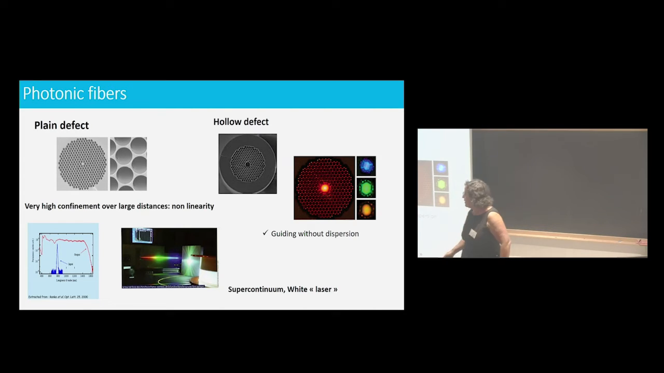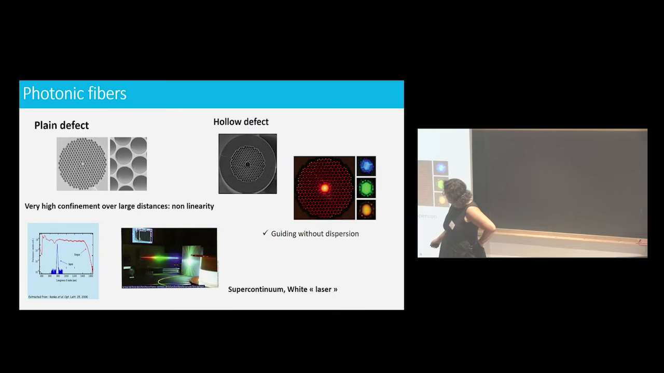What you can have is either plane defects, so you have the band gap, you have here the defect, so if you choose a wavelength which is within the band gap, it cannot propagate here, but it is propagating inside the defect. It is very well confined, very efficiently confined. So it is very interesting because if you propagate a very large distance with a very high confinement, you can reach huge energy on very large distance. That means, for example, for nonlinearity, it is very good.